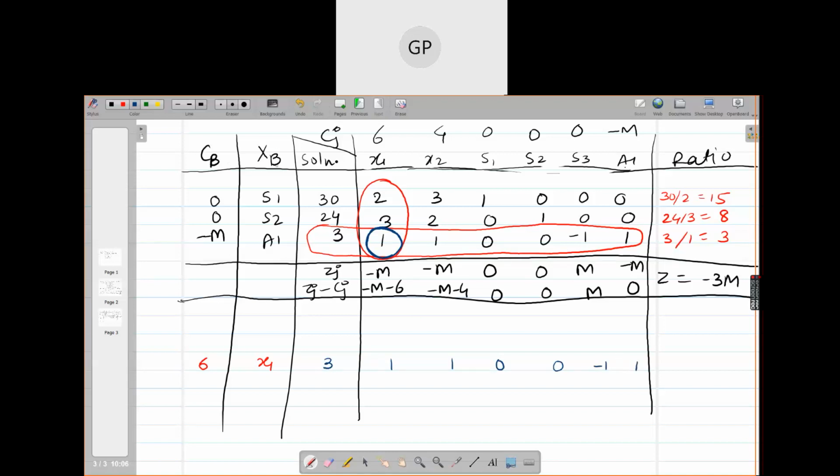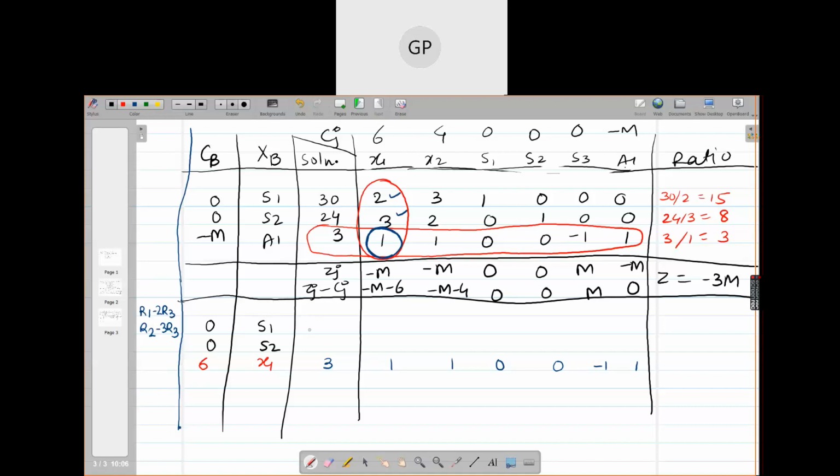But now these two elements we have to reduce to 0. And what should be the operation then? R1 minus 2R3 and R2 minus 3R3. These operations we need to carry out. Is that okay, girls? Yes, ma'am. S1 and S2 as they are previously, their coefficients are 0, 0.